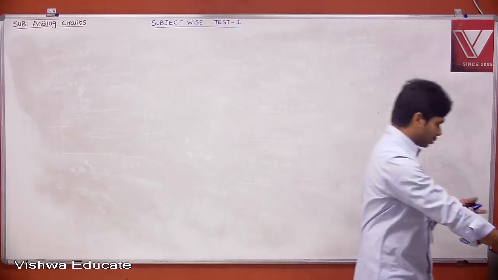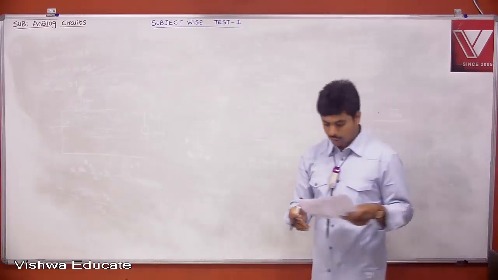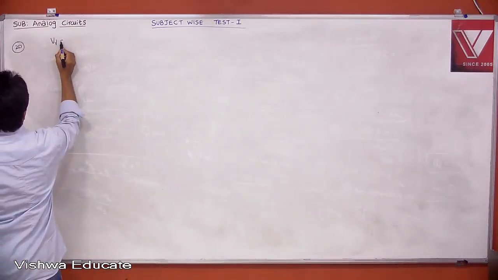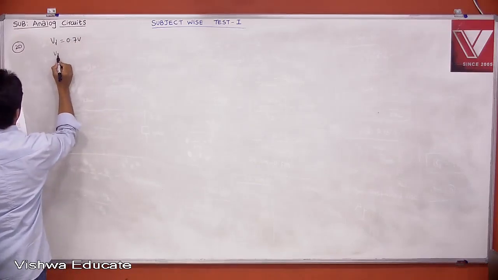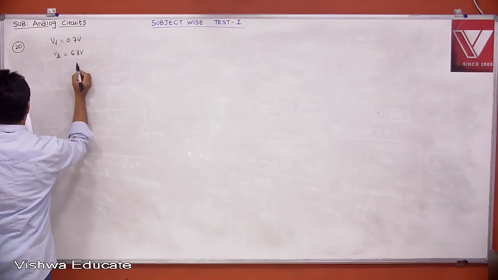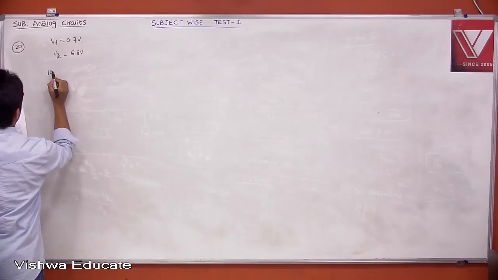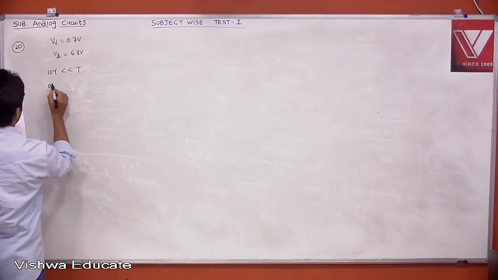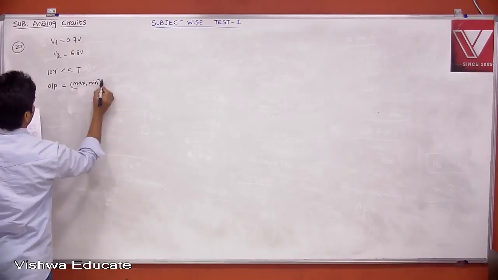The last problem for test 1: in the figure, D1 is a real silicon PN junction diode. Therefore, V gamma is given, which is 0.7, and the Zener breakdown voltage is 6.8 volt. Input is a square wave. Assuming that 10 tau is very much less than T, what are the maximum and minimum of the output? That is what is being asked.